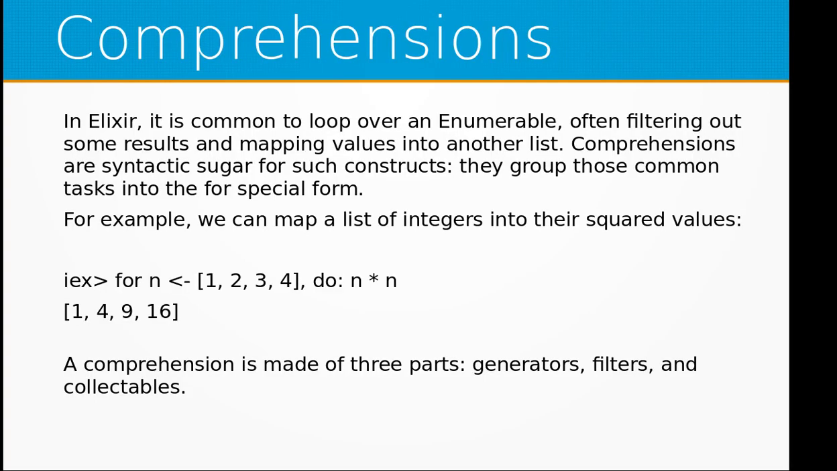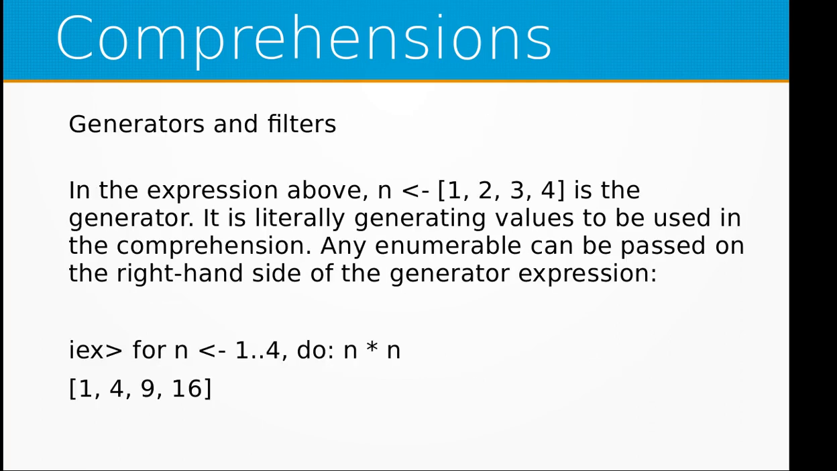A comprehension is made of three parts: generators, filters and collectables. Okay, what are generators and filters? In the expression above, n <- [1, 2, 3, 4] is the generator. It is literally generating values to be used in the comprehension.